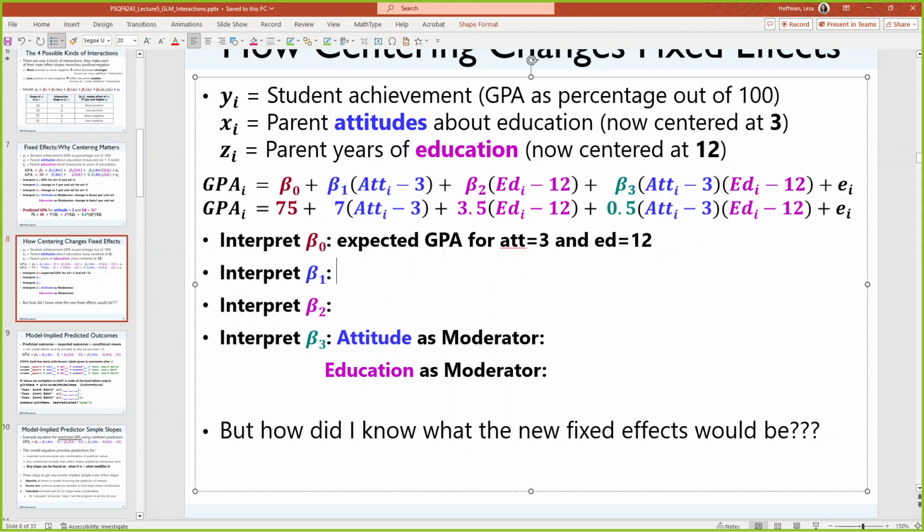Now beta 1 is the change in y per unit attitude, that's the same, for what kind of person? Conditional on what? Previously it was ed equals 0, and now it's still ed equals 0, but 0 means something new. It's 12, yeah. So we're 2 for 2 in parameters that would mean something. Because now I can talk about the importance of attitudes in someone who has a high school degree, and that slope is now 7 instead of 1.